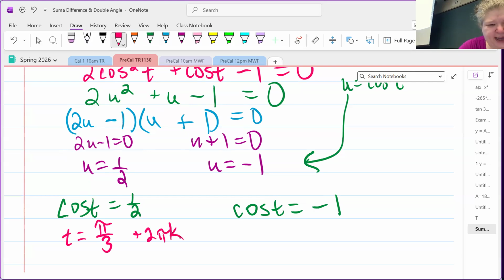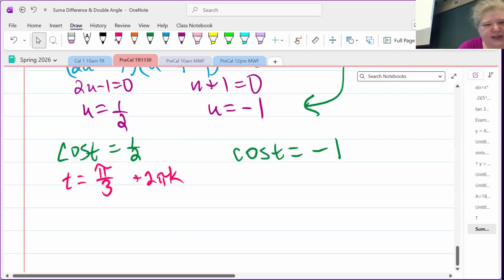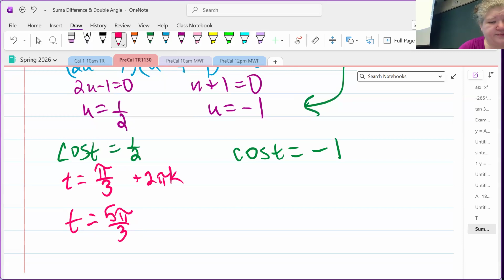Technically plus 2 pi k. And then the other place cosine is positive is over in quadrant 4. So we're going to go all the way to 5 pi over 3. And then cosine is -1.